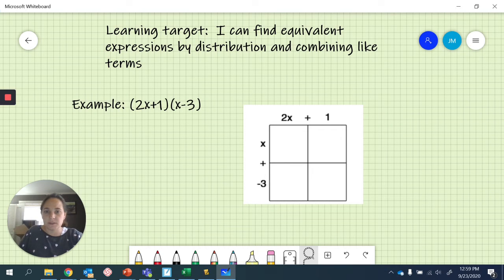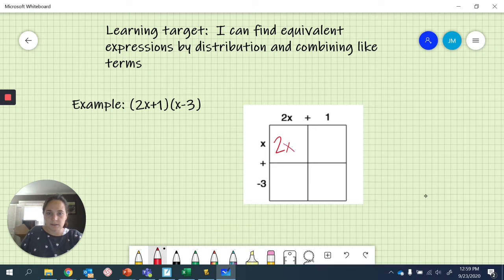So one way to do this is with what's called an area model, where I take my first 2x plus 1 and I write it 2x plus 1. And the second one on the side becomes x plus negative 3, and that minus sign is attached. So now we're going to find the area of each box. So the side length of x and the side length of 2x, we're going to multiply together and get 2x squared.